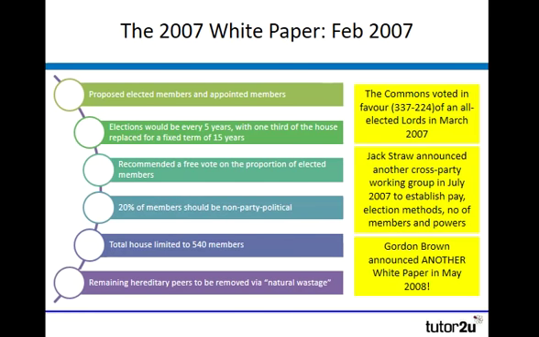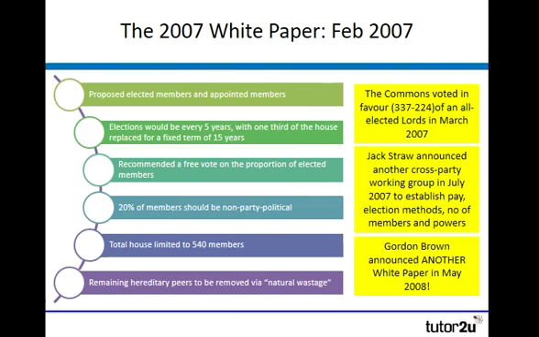2007, another white paper. Clearly, Lords reform is extremely difficult to agree on. So this white paper made a number of recommendations. Elected members and appointed members, nothing new there. Elections every 5 years, with 1/3 of the House replaced for a fixed term of 15 years. So effectively rolling elections, very similar to how elections take place for the Senate in the Congress in the United States. A free vote on the proportion of elected members.